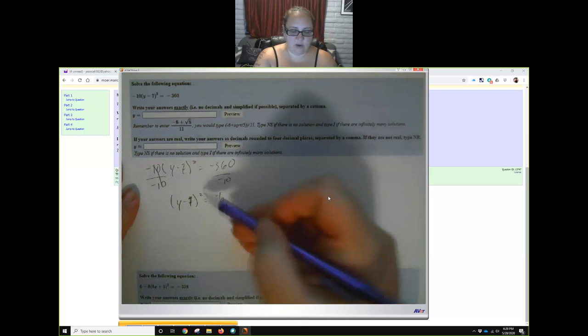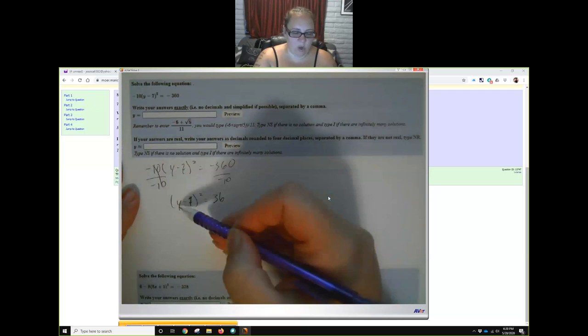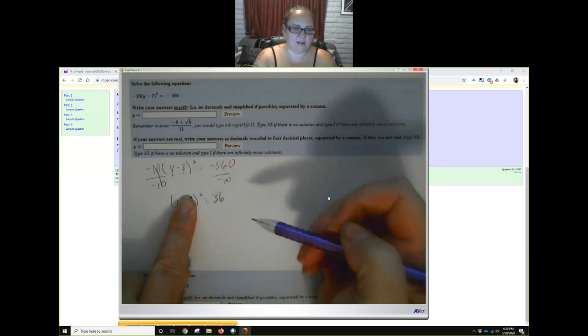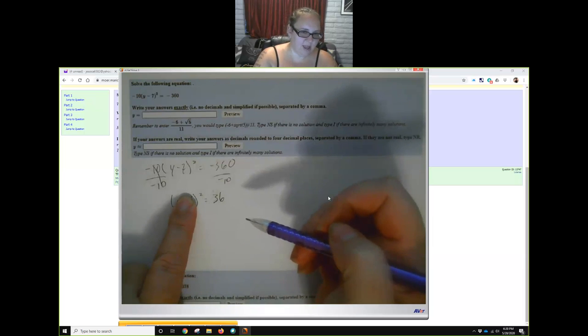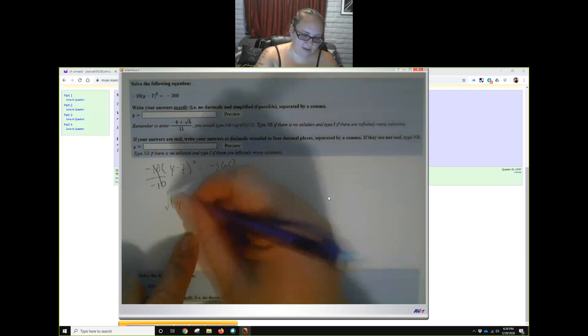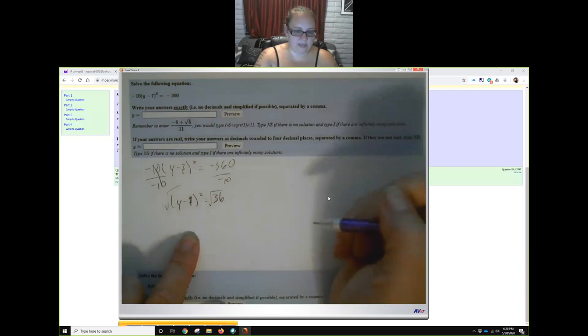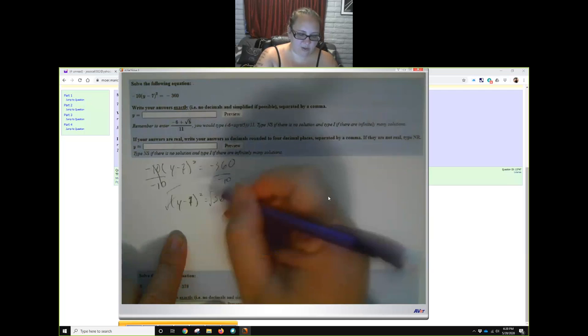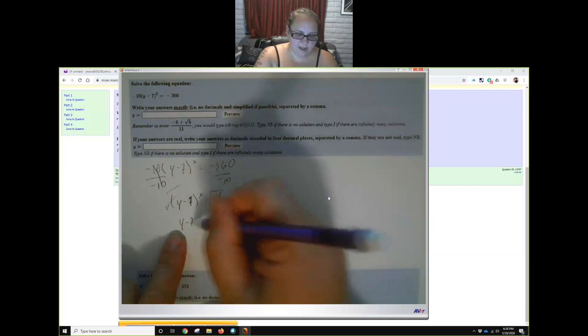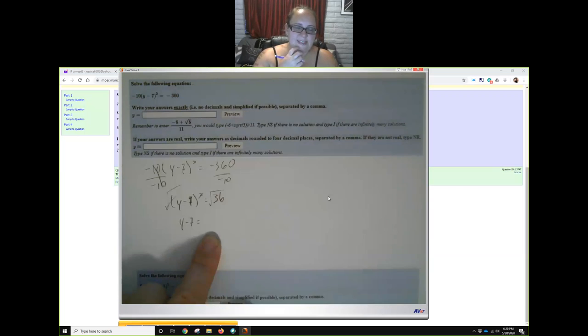Then, in order to get rid of this squared, since this is one term squared, I can just square root both sides. So over here, the square root and the squared cancel. And over here, I have the square root of 36. Now, the square root of 36 is 6.